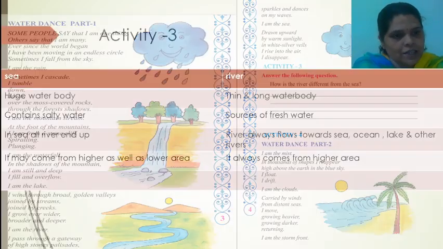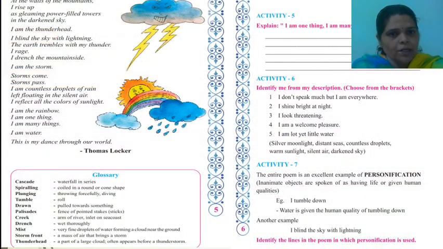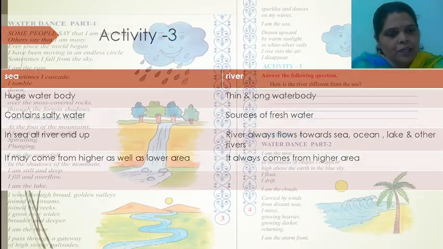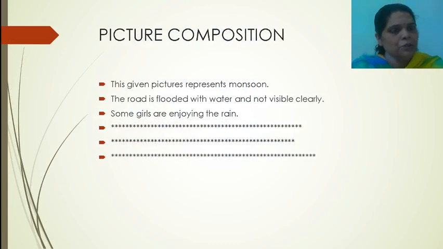What is there in this glossary? You can see all the glossaries are there. You have to write down all the glossaries. Then you have to start with the activities. Activity 1 is a picture composition. I have given it to you; I am showing the first one again. This is activity 1. You have to write all the picture composition in your notebook. I have given 3 sentences and you have to write 5 more sentences.